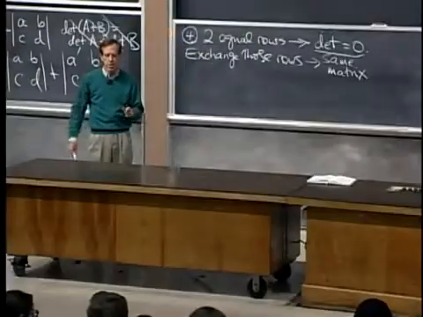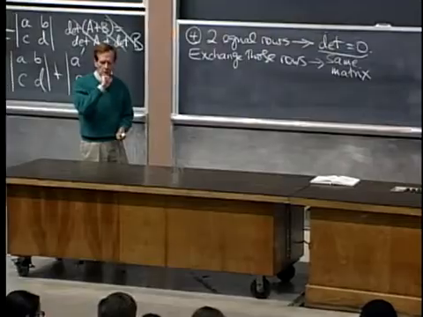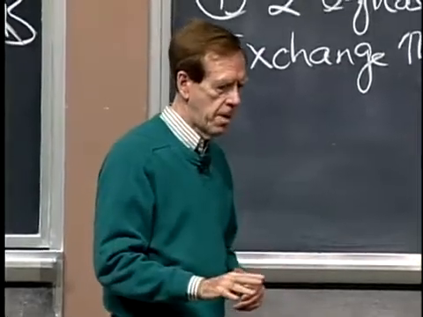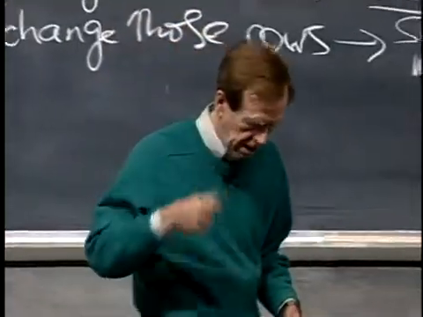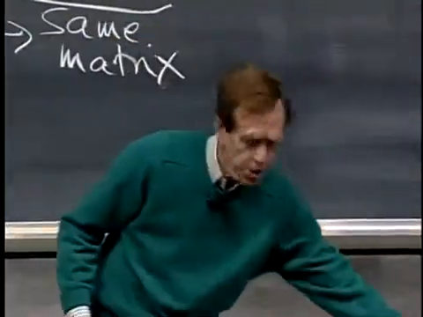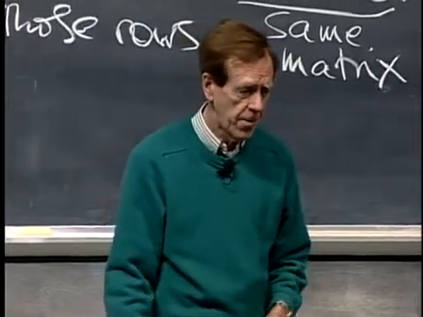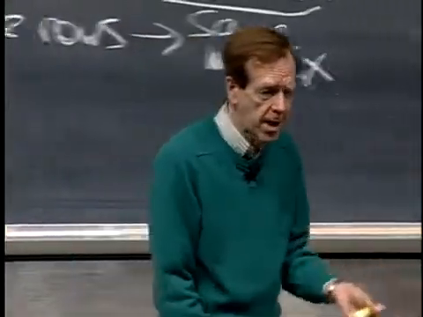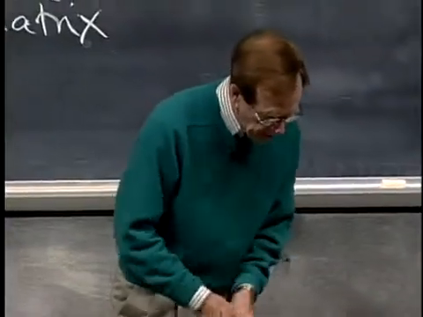Straightforward. Property 2 just told us, hey, if we've got two equal rows, we've got a 0 determinant. And of course, in our minds, that matches the fact that if I have two equal rows, the matrix isn't invertible. If I have two equal rows, I know that the rank is less than n. Okay, ready for property 5.